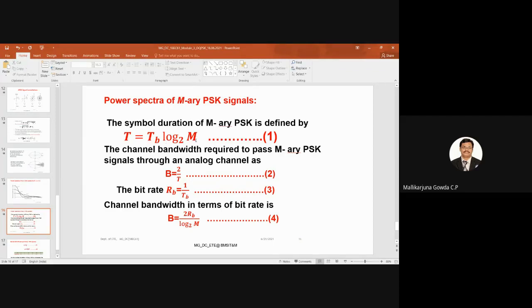Similarly, you can say what it is for 8 PSK. So log 8 with base 2 is 3, right? So the symbol duration will be equal to 3 TB. So very easy to understand. So the expression for the symbol duration of M-ary PSK is defined like this, that is T is equal to TB log M with base 2.